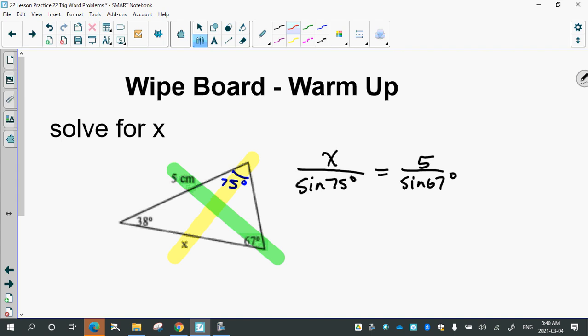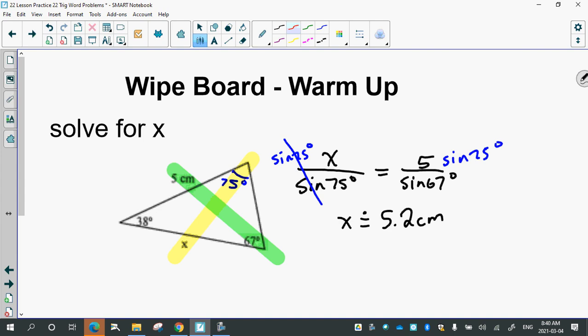Good. All right, so then now how would I solve for x? You want to bring the sine 75 over. So multiply both sides by sine 75? Yes, that is exactly what I would do. So that would give me, if you put it in your calculator correctly, .2 centimeters, and it's approximate because we rounded.